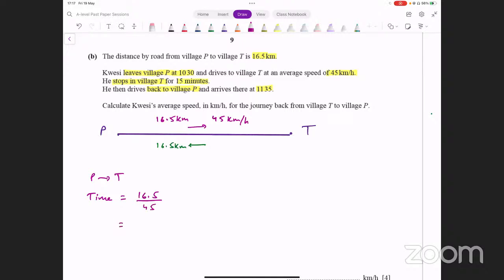What's the time taken in the first part of the journey? 16.5 divided by 45. That is giving me 11 over 30, which is 0.366, and so on. This is the time taken.